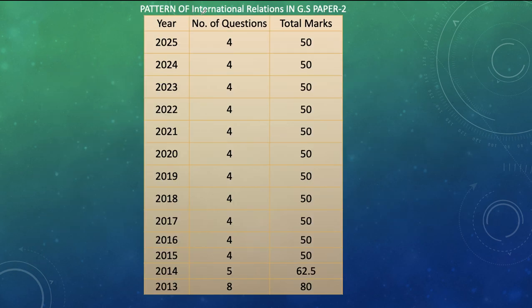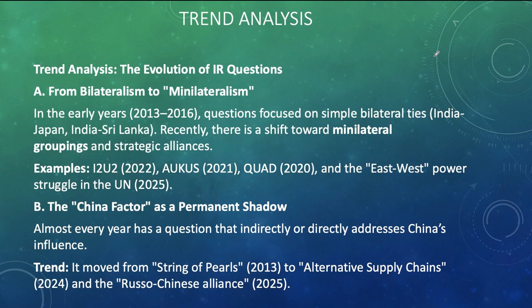Let's now focus upon the international relations pattern in the last 10 to 12 years in the UPSC mains exam. This year, there were 4 questions which carried a weightage of 50 marks. The highest number of questions were asked in 2013, students, around 80 marks and 8 questions. Other than that, on average they were asking 4 questions every year. So for the 2026 mains also, you can expect 4 questions carrying a weightage of 50 marks in GS Paper 2. Accordingly, we need to strategize our preparation, students.